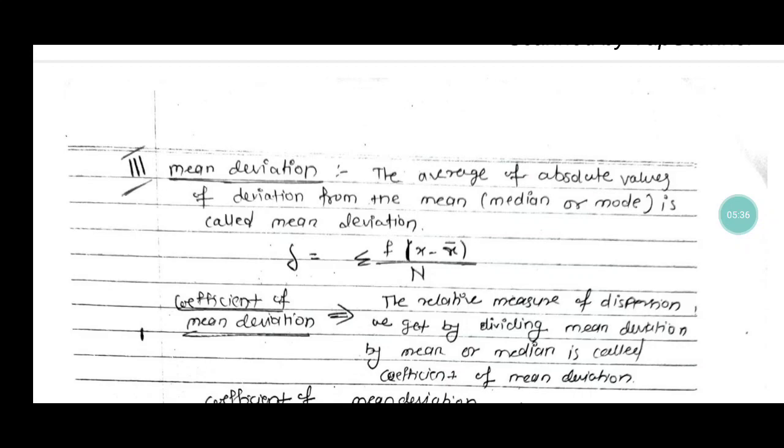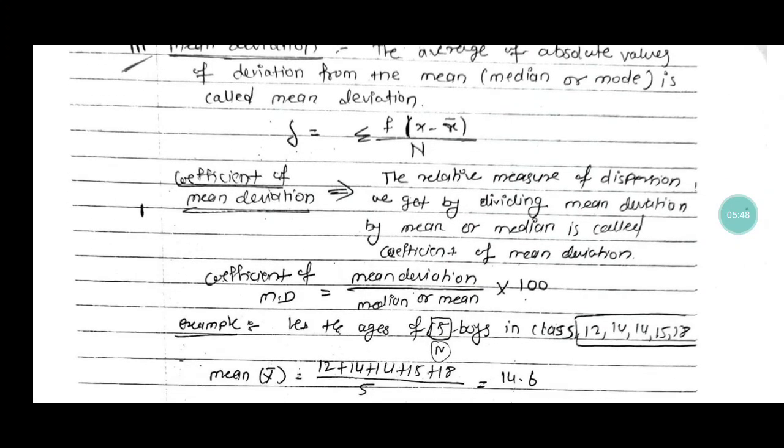In that, number third, that is mean deviation. So the average of absolute value of the deviation from the mean, median or mode is called a mean deviation, and the coefficient of mean deviation, which is the relative measure of dispersion, we get by dividing the mean deviation by mean or median. So the formula for coefficient of mean deviation is mean deviation divided by mean or median into 100.